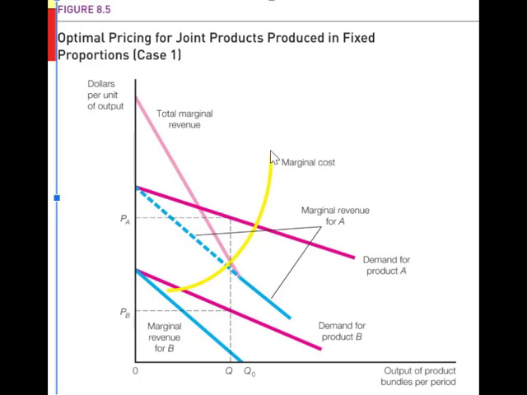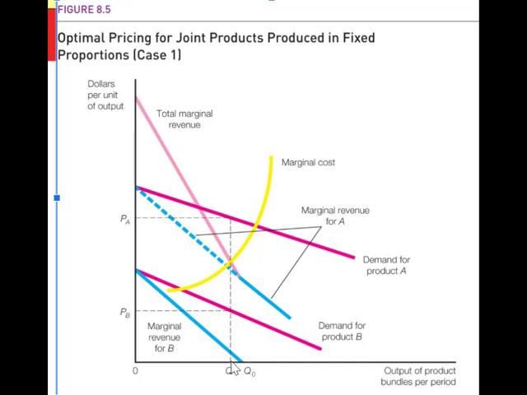But luckily, marginal cost here is high enough to intersect the total marginal revenue curve at this point, where quantity equals Q. So that's the optimal, profit maximizing output for these two joint products A and B. So Q, where total marginal revenue and marginal cost intersect, is the output level for A and B. So Q equals QA and QB.